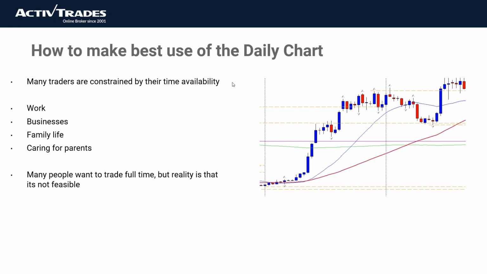Whilst you might like or want to trade full time, the reality is, you might have jobs that you're running, you might have businesses, you might have a young family, or in some cases, you can be caring for parents. Whilst you might have a desire to trade full time, the reality is that it is not feasible within your present lifestyle. Okay, and that's not a judgment. That is just a recognition of the lives that most people live.